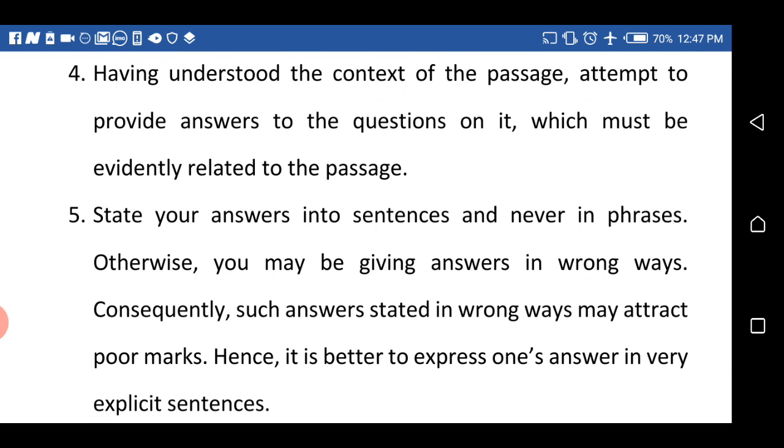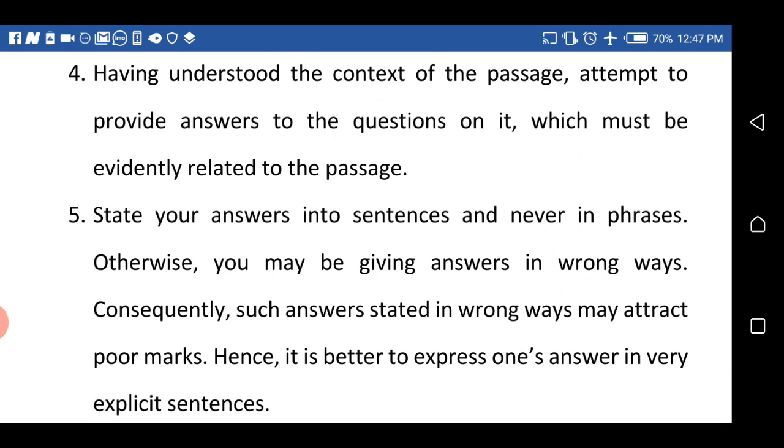which must be evidently related to the passage. What it means is that you are not expected to supply information that cannot be found in the comprehension passage. I'm not saying you should answer word for word, but be very careful with the information you supply. Make sure they are contained in the passage. Don't go out of the passage. Be very careful about that.